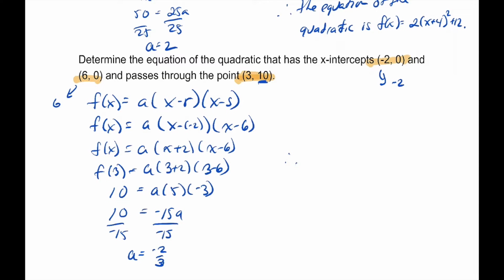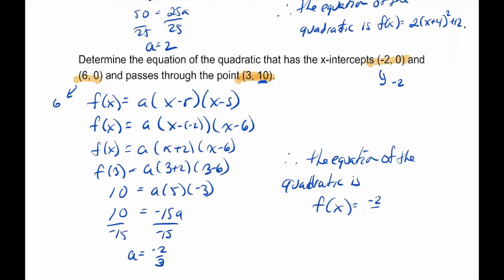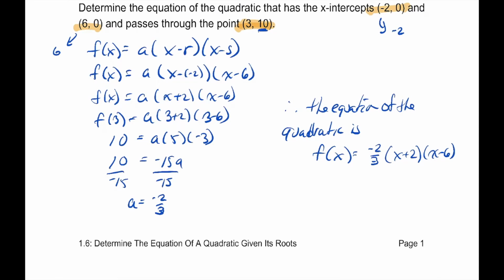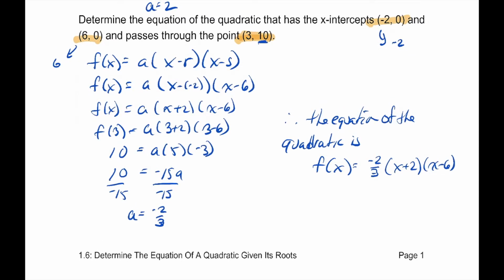So therefore, the equation of the quadratic is f of x is equal to minus 2/3 times (x plus 2)(x minus 6). And we could just leave it in factored form because the question itself just says determine an equation. It doesn't say what form.